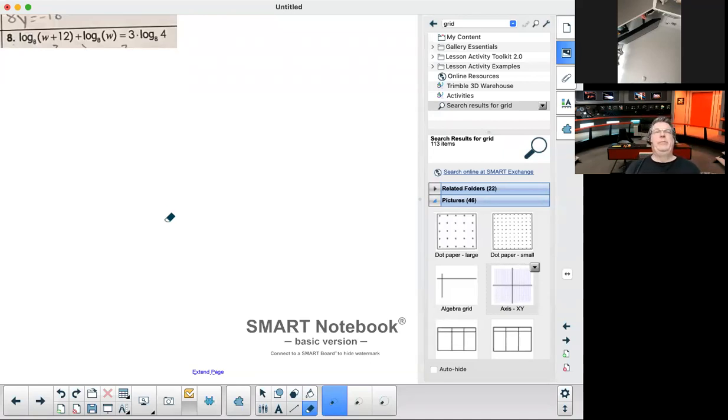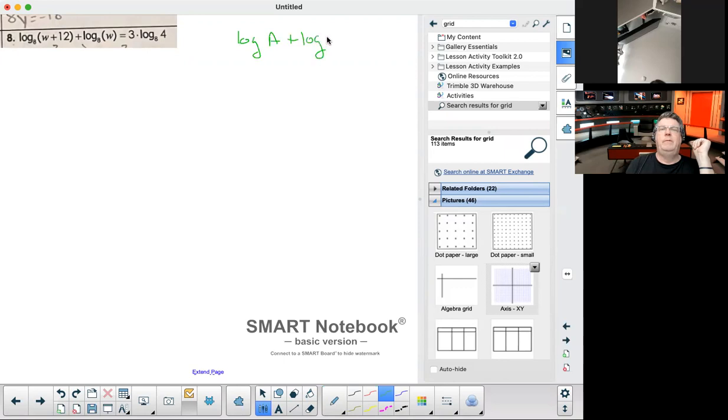I just don't understand the first part of it. Okay. Well, this is on the left side. This is the form of log A plus log B equals log AB. Right. Okay. And they all have the same base, right? So this would be log base 8 of W plus 12 times W, right? Yes. And then equals, and what rule can we use?